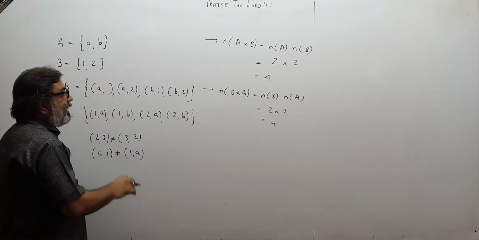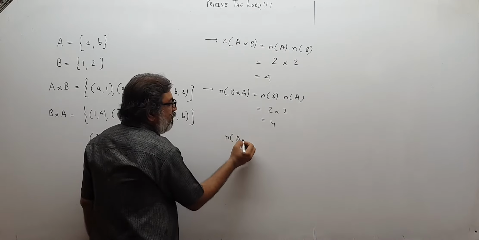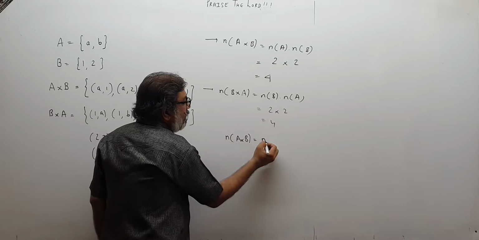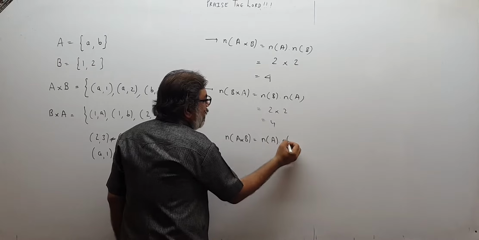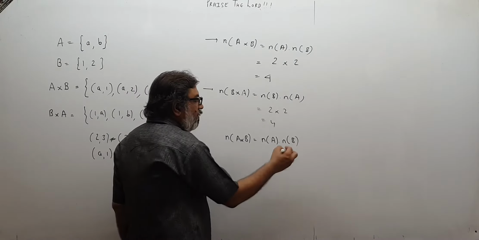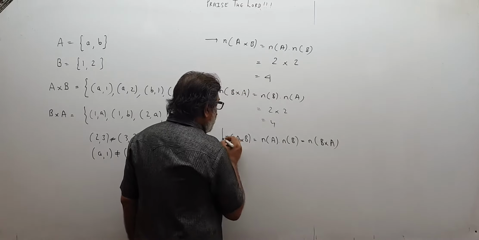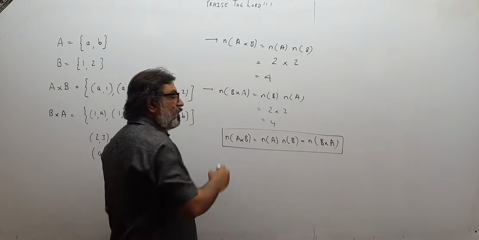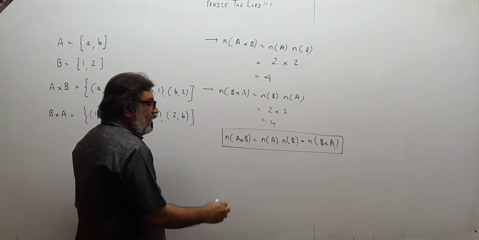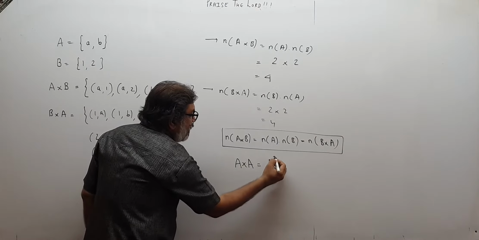So please remember, for any two given sets A and B, how to get the number of elements in A cross B? That will be NA into NB, number of elements of A into number of elements of B, and that will also be equal to number of elements of B cross A. Please understand nicely. Okay?